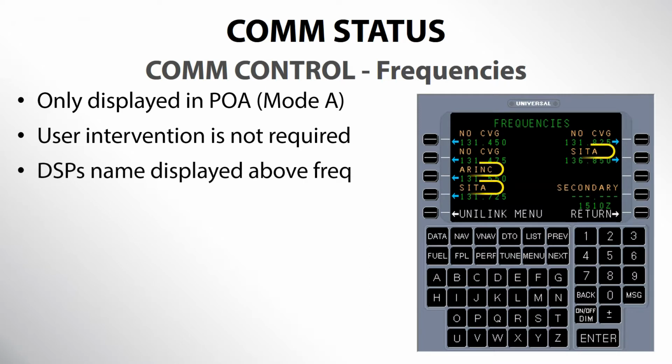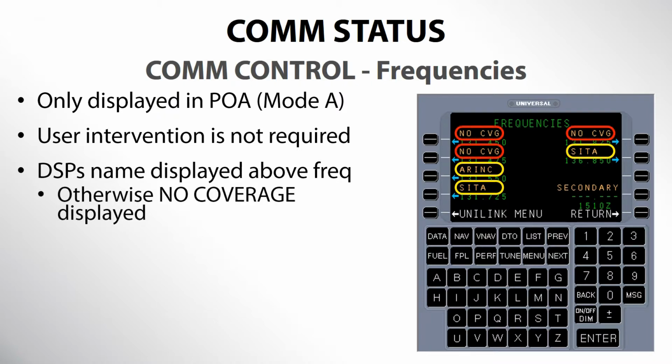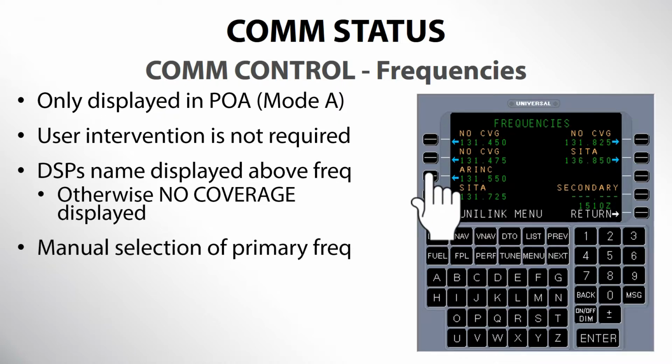If the Unilink geographic database indicates that a DSP has coverage on a particular frequency at the aircraft's current location, the DSP's name will be displayed above the frequency. Otherwise, no coverage will display. Line select keys allow manual selection of a primary frequency. The asterisk icon will indicate the frequency that is currently tuned.